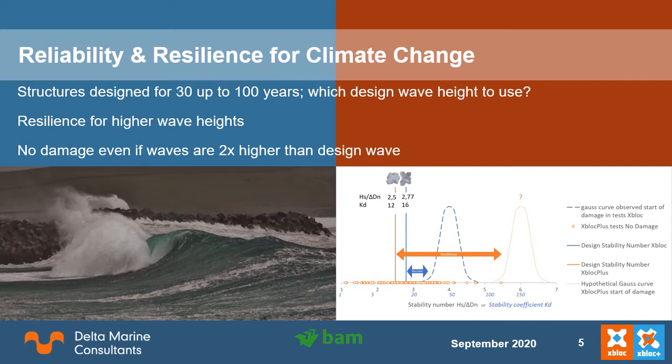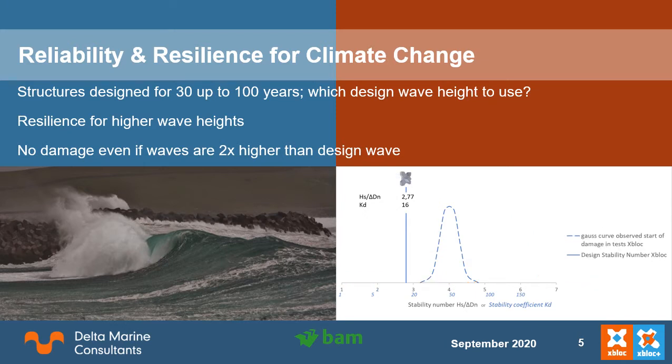In the graph on the right-hand side, we have schematized the physical model tests that we've performed for XBLOC and XBLOCPLUS, and the design stability number that we've concluded from these tests. I'm going to take out some data to make it a bit more clear. On the horizontal axis, you see the stability number, and on the left-hand side, a low number means that you have a big block for a low wave, and on the right-hand side, the high numbers mean that you have a small block for a very high wave.